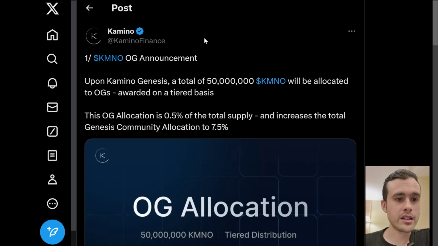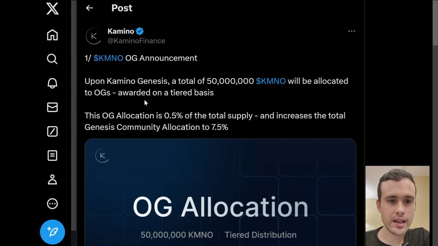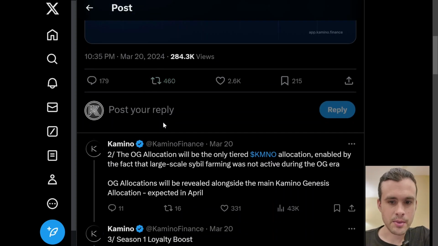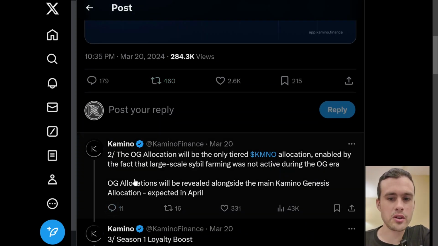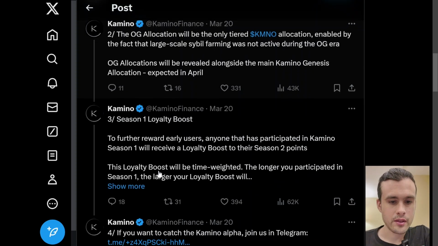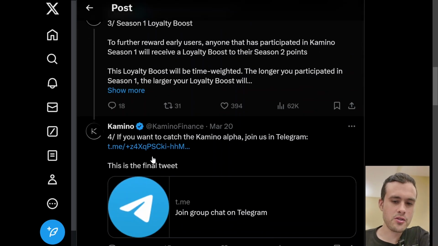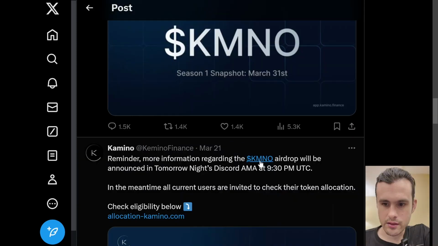So Camino have finally announced their OG points boost for Camino for the Genesis. A total of 50 million Camino will be allocated to OGs and awarded on a tiered basis. I don't know what the actual snapshot is for this, but again, with Camino, we can expect more details to be revealed in April. And I've been using Camino since, I would say, Q3 23. So I don't know if I'm an OG or not, but I've definitely been using it for quite some time. But they're going to hold an AMA on their Discord, so potentially you'll find out more information about that there.